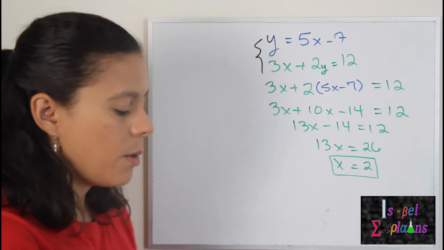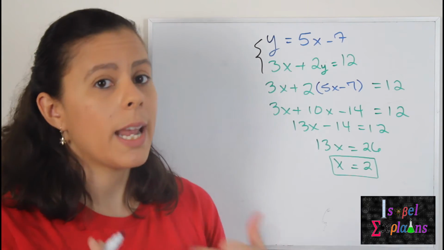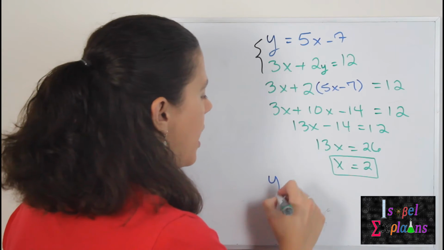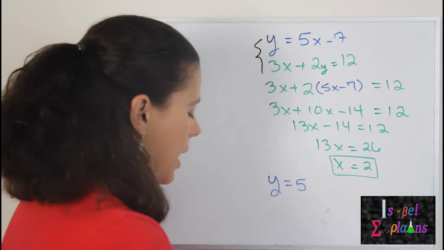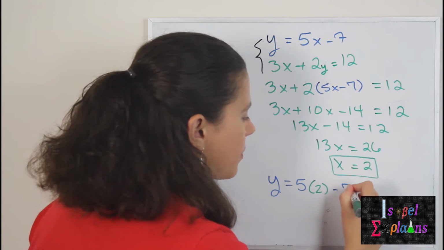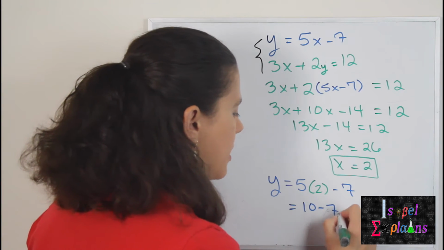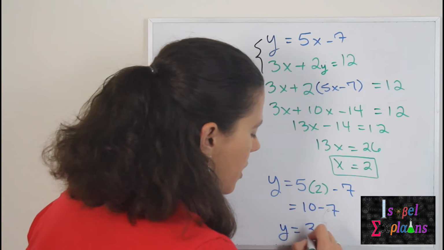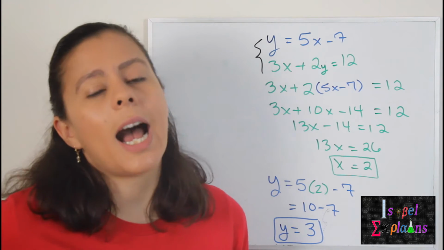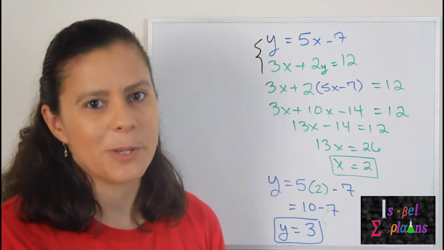And then what I do is I substitute that x back into whichever of the two I want. I'm going to choose the first one because the y is already isolated. So I have that y is going to be equal to 5 times 2 minus 7. 5 times 2 is 10. So 10 minus 7. So y is just going to be equal to 3. Bam! That is the exact same answer we got when we solved it by graphing. So we're always going to get the same answer no matter which method we use.